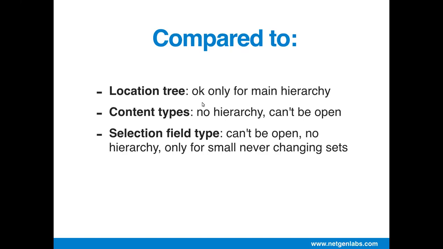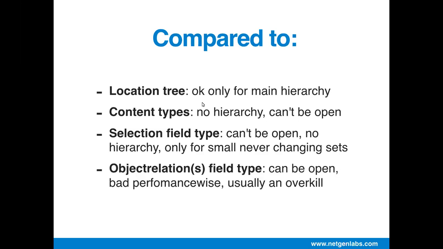And then we have several field types that are used for classification in eZ. We have a selection field type, which cannot be open. There is no hierarchy, and it's okay if you have really small, never-changing sets of classifications. There's the object relation or object relations field type. There are two of them, one for a single relation and the other for many relations.